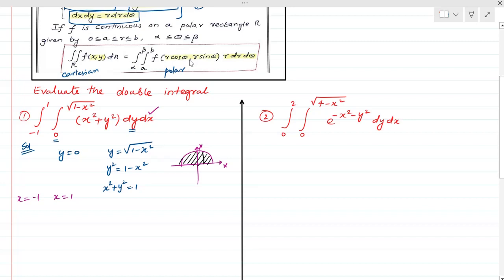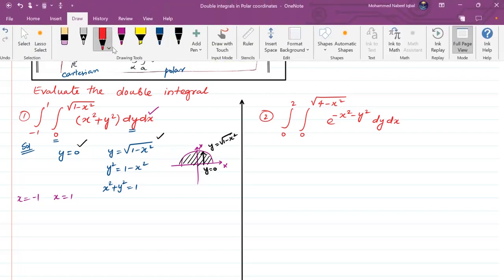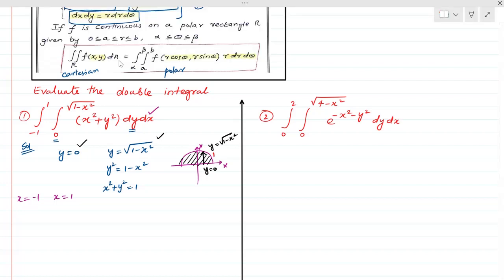The line is drawn vertically. So this is y equals 0, going up to y equals the circle, y equals square root of 1 minus x square. And what about the lines? This is x equals 1 and this is x equals minus 1. So I will convert the entire thing in terms of polar coordinates.